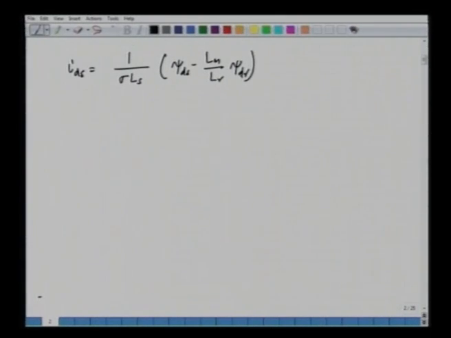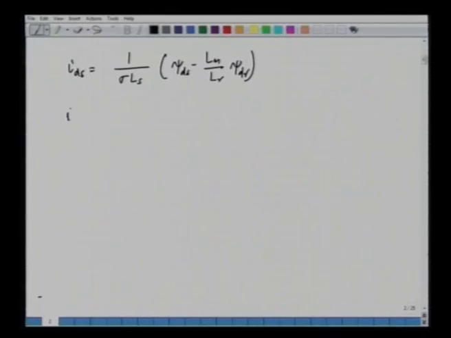So, this is the expression for IDS, which is the current of the stator in the d axis. Similarly, we can have the expression for IQS. In a similar fashion, IQS is equal to 1 by sigma Ls into psi qs minus Lm by Lr into psi qr. So, these two are the stationary reference frame currents in two axes d and q respectively.